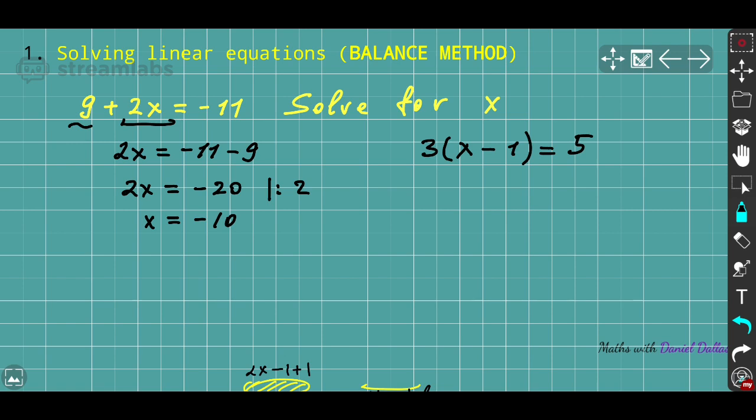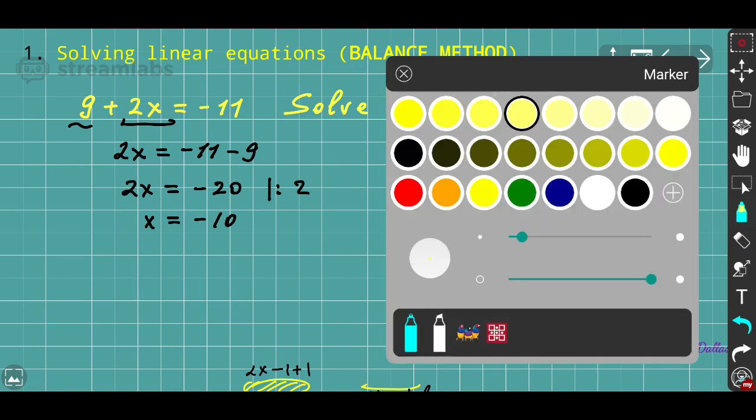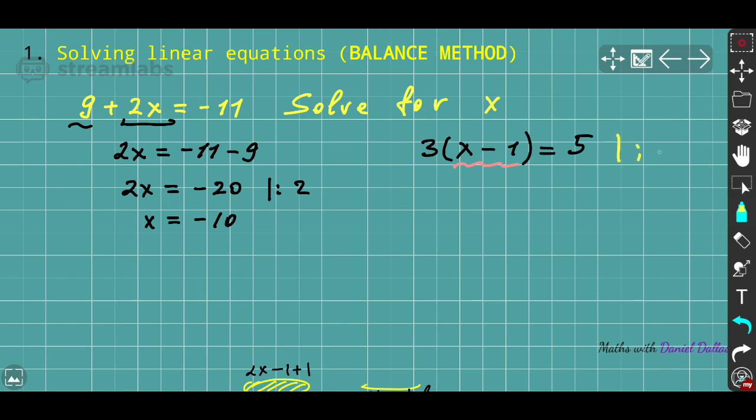So what are you going to do with that? There are two ways actually how you can solve. Your variable is right there in the brackets. So that means you can immediately divide both sides by 3. And that means you'll have x minus 1 left here, and because you divided by 3, the 3 and 3 will be cancelled, and you should have 5 over 3 on the right side.